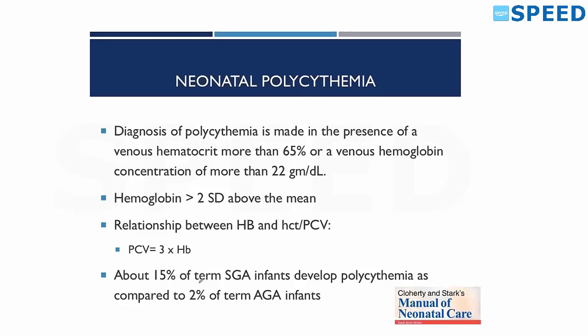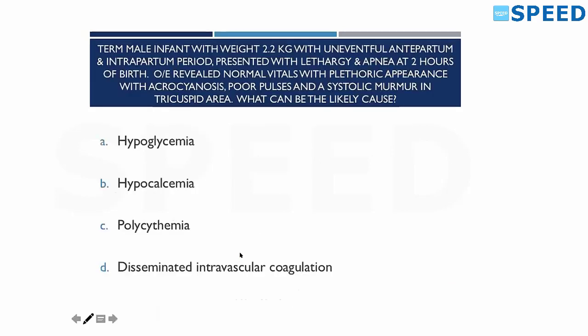This is very low when compared to that of 2% at that of term babies. So, preterm premature babies are at risk of developing neonatal polycythemia because of various reasons. But in term babies, if at all you want to suspect risk of polycythemia, then better they be small for gestational age. So this is about neonatal polycythemia.